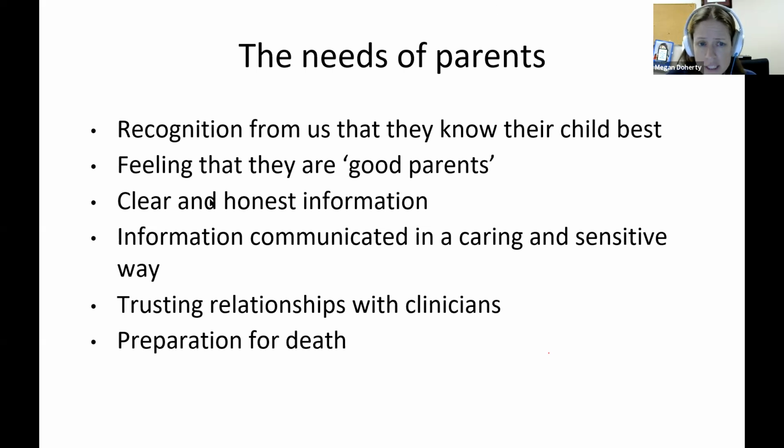Give them clear and honest information. And we talk more about this and why this is so important. And give them that information in a way that is caring and sensitive. So we want to share with them gently, but truthfully what's happening. Make sure that they trust us. So develop that relationship with them so that they trust you, because the more they trust you, the more they will let you give good palliative care. And if the child's going to die, tell them that before the child dies, because parents say this is very important. We need to tell them earlier. They often feel they're not warned.